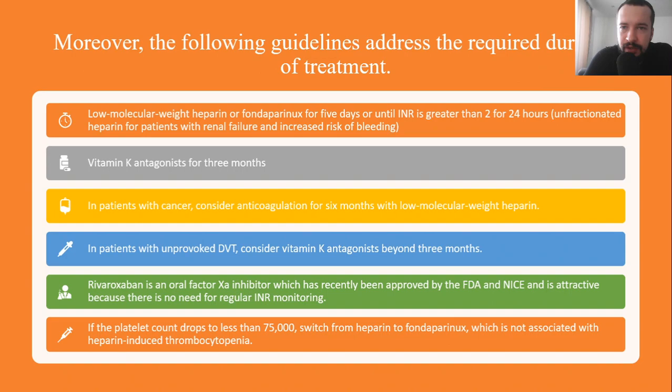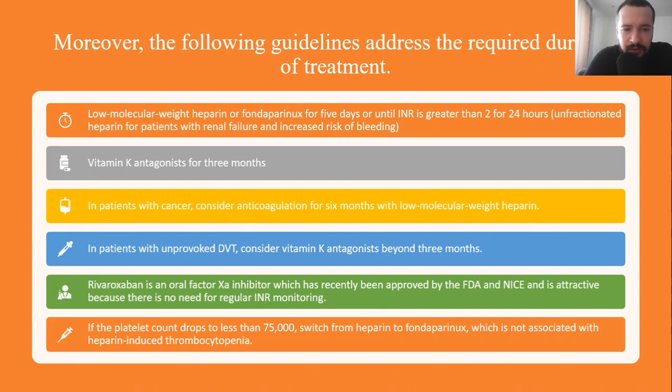Moreover, the following guidelines address the required duration of treatment. Low molecular weight heparin or fondaparinux for 5 days or until INR is greater than 2 for 24 hours. Unfractionated heparin for patients with renal failure and increased risk of bleeding. Vitamin K antagonist for 3 months. In patients with cancer, consider anticoagulation for 6 months with low molecular weight heparin. In patients with unprovoked DVT, consider vitamin K antagonist beyond 3 months.